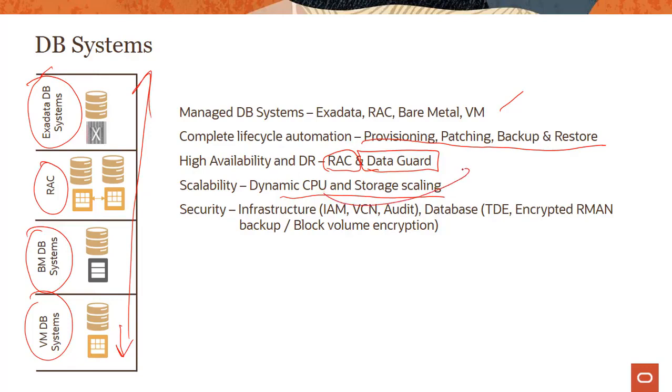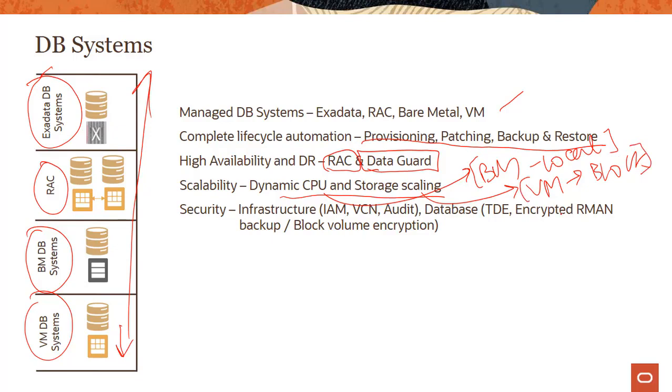Your bare metal supports CPU scaling. Your virtual machines support storage scaling. Why? Because it makes sense. Virtual machines use block storage, while bare metal uses local storage, so on bare metal you can change the CPU but not the storage. On a virtual machine, you can change the storage but not the CPU.